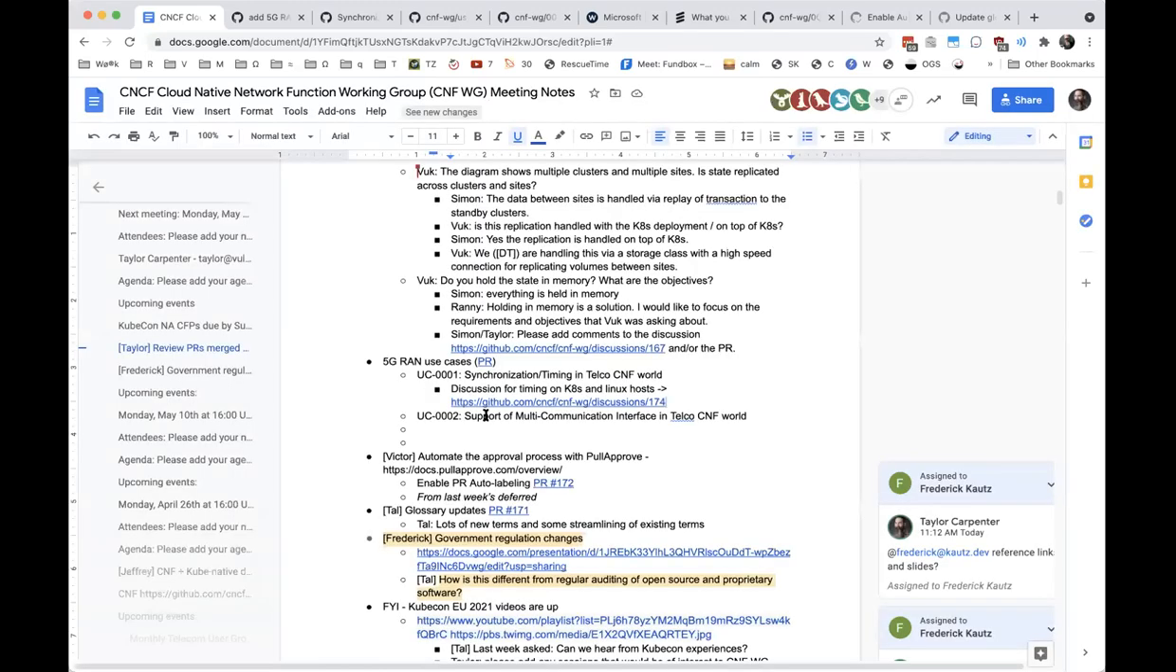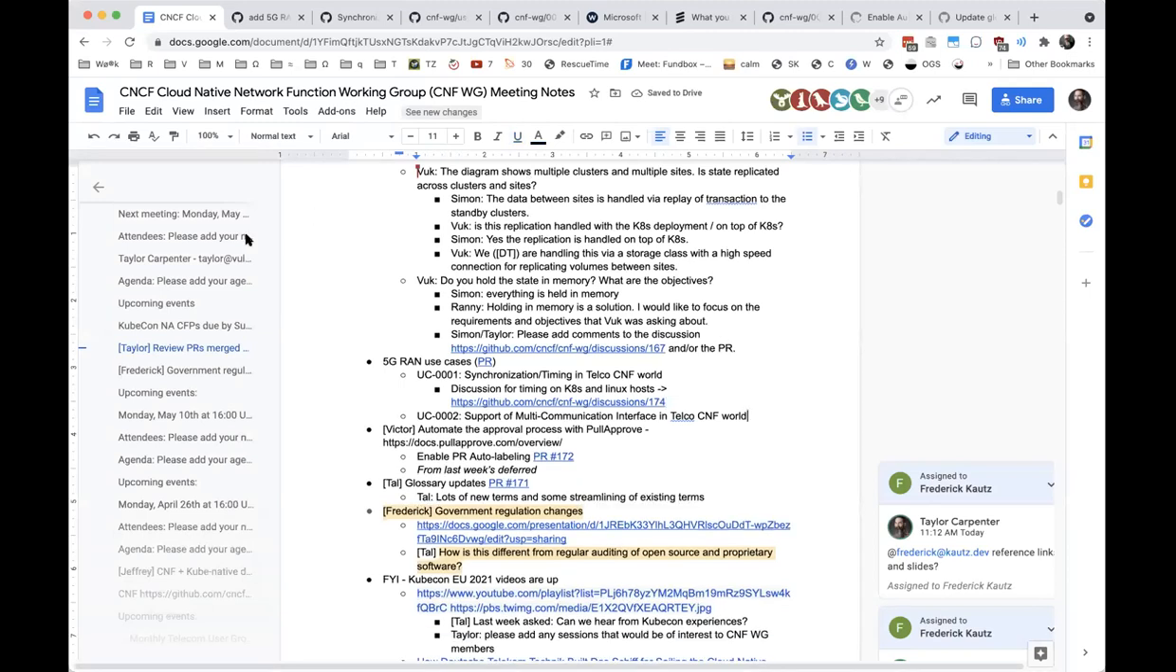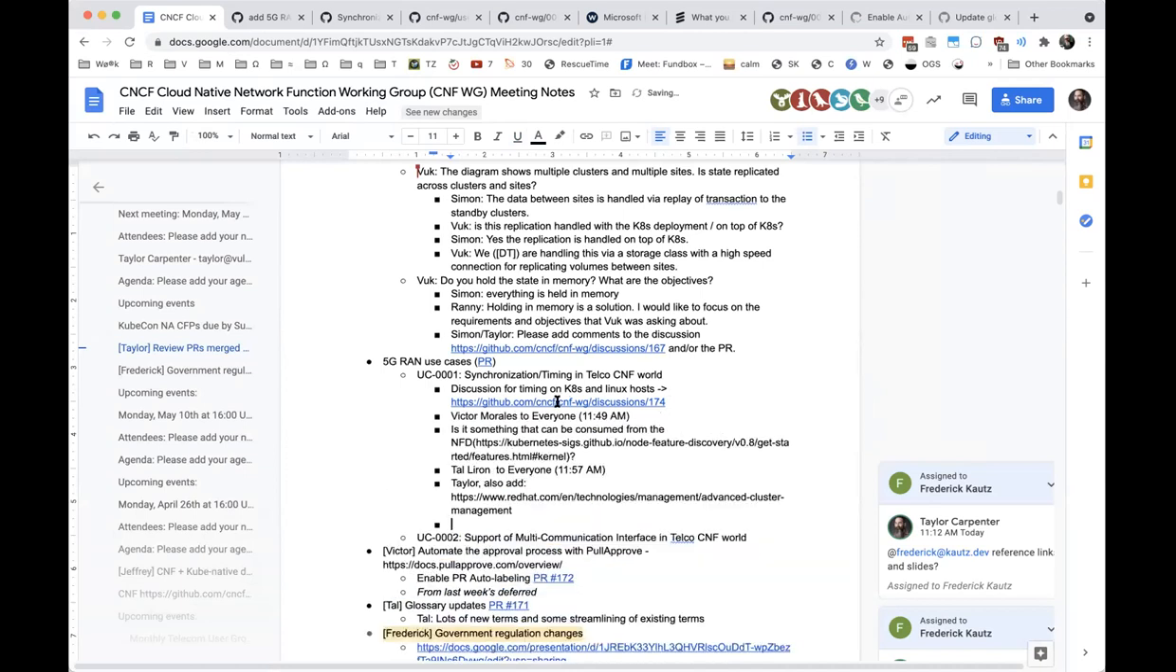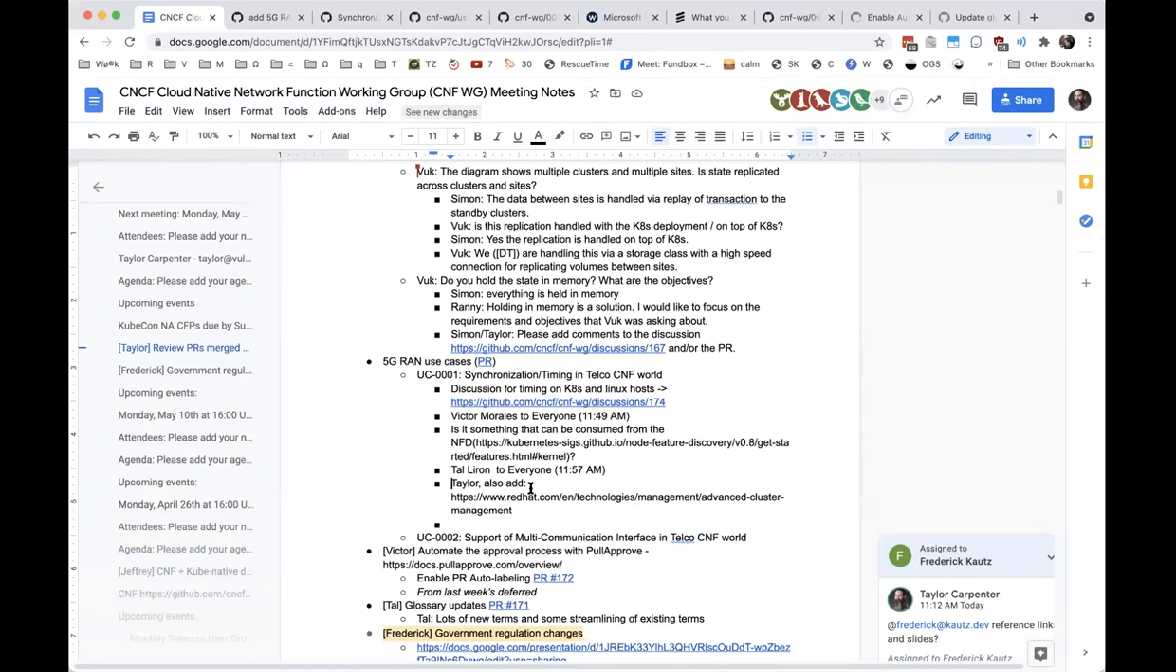Taylor, I added another link in the chat that I hope you could add to the discussion too. Advanced Cluster Management, or ACM, uses policies to decide on placement of where in the cluster your workloads will sit. I'll drop it in the chat here. Can you drop it in the discussion forum? Sure. I added 174 and I put a bunch of links, including one to a Kubernetes operator for OpenShift. I don't know if there's a repo and if that's available for anyone, but that would be interesting as well.